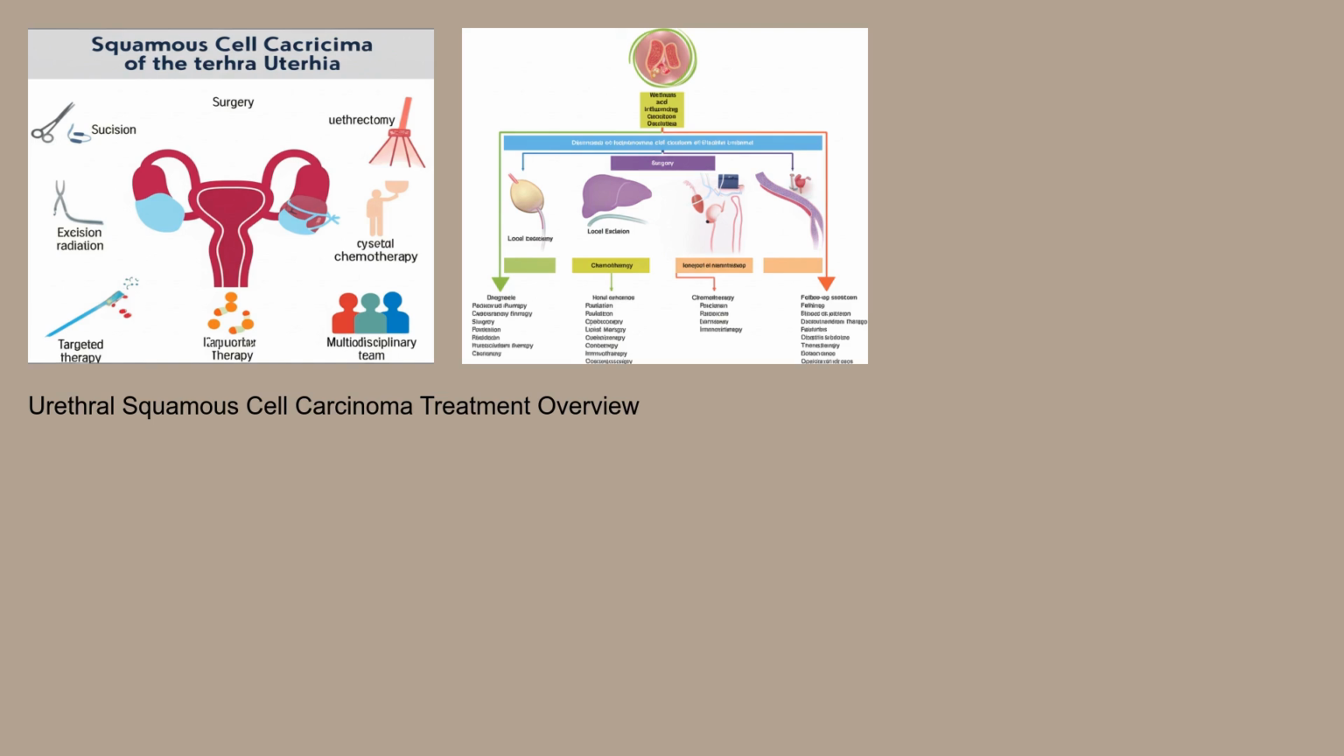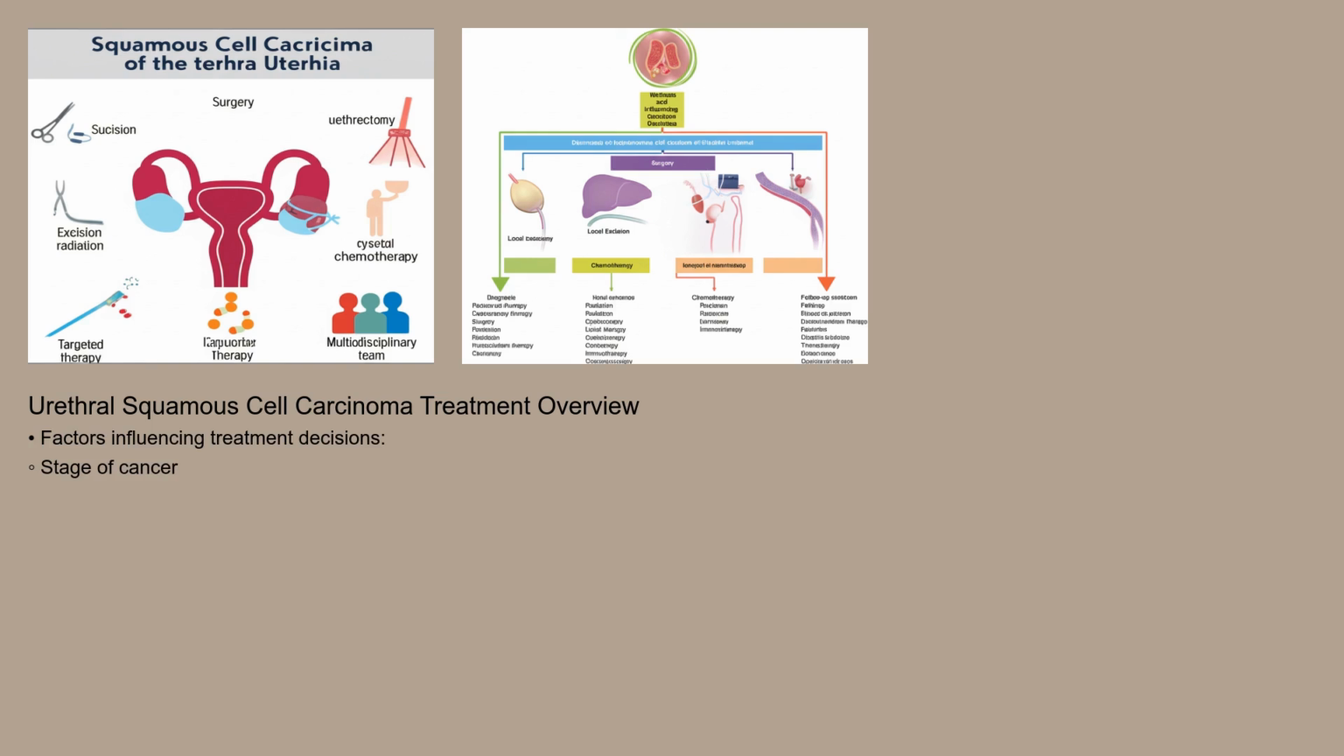Treatment for urethral squamous cell carcinoma depends on the stage of the cancer, its location, and the patient's overall health. Treatment options may include surgery, radiation therapy, chemotherapy, or a combination of these. Surgery can involve local excision of the tumor, partial or complete urethrectomy, a removal of the urethra, or cystectomy, a removal of the bladder in more advanced cases. Radiation therapy uses high-energy rays to kill cancer cells and can be delivered externally or internally, as brachytherapy.